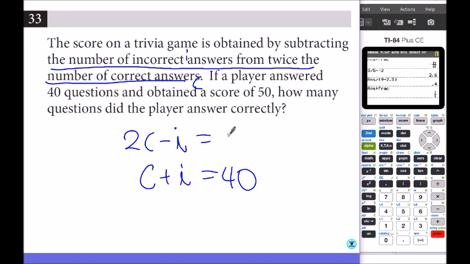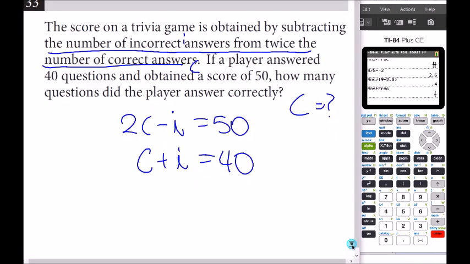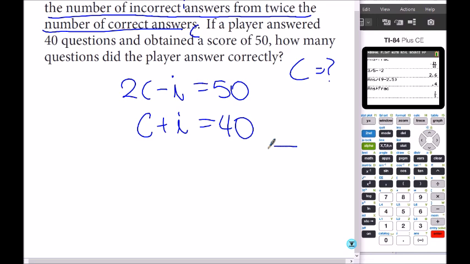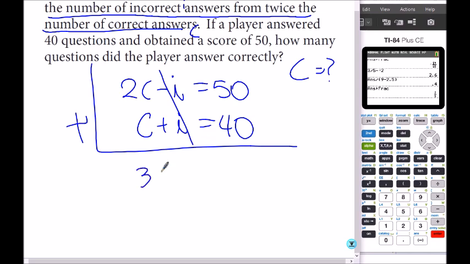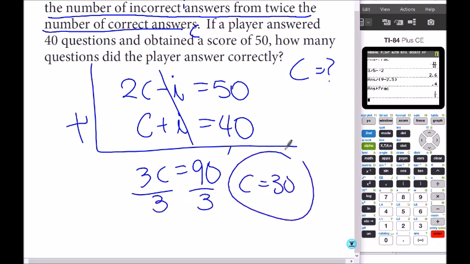And obtain a score of 50. How many questions did the player answer correctly? So we're looking for C. So what can we do? We can substitute, or let's add it. You see minus I plus I. So we can solve the system of equations by linear elimination. So when you add it, they're gone, right? They become 0. So now 3C equals 90. So when you divide by 3, C is 30, which is what we are solving for.